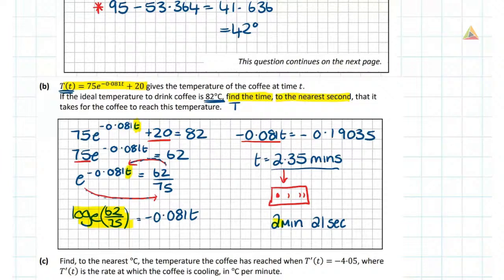Okay, again, if you get as far as here, the 2.35 minutes, you're losing 1 mark because this part will be marked the same as a rounding error.